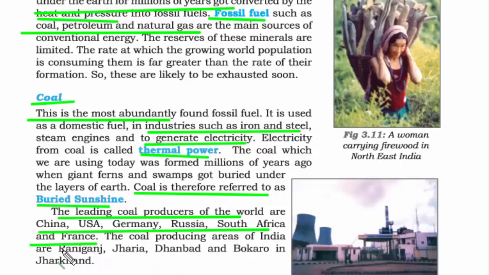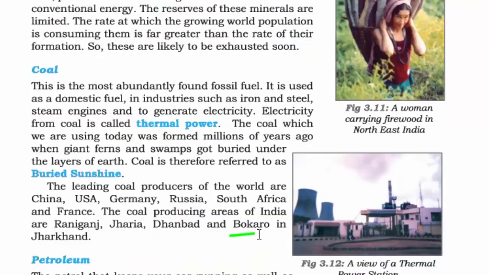In India, coal is found in Raniganj, Jharia, Dhanbad and Bokaro in Jharkhand. So you see Bokaro steel plant in Jharkhand, and we have read before that coal is used in industries such as iron and steel. So now you know that industries are also created close to the land of resources.